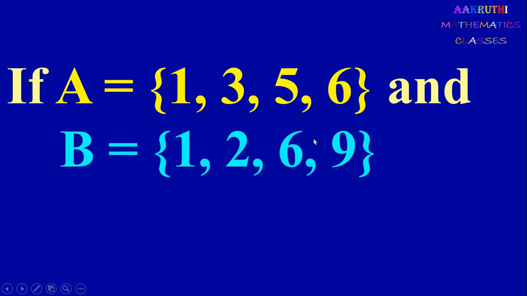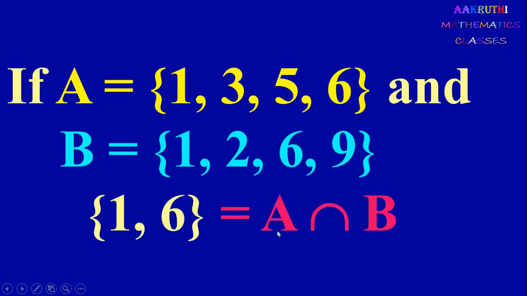So next consider A equal to {1, 3, 5, 6} and B equal to {1, 2, 6, 9}. Now what are the common elements here? We have 1 is common and 6 is common. So here 1 and 6 are common. We have to write only common elements here. So this is called the intersection of sets and is denoted like this. So it is A intersection B. So this is the symbol for intersection.